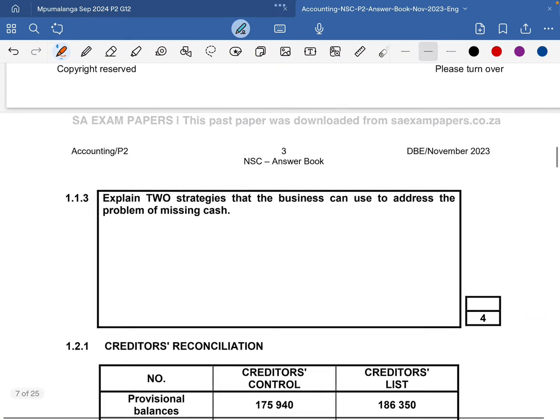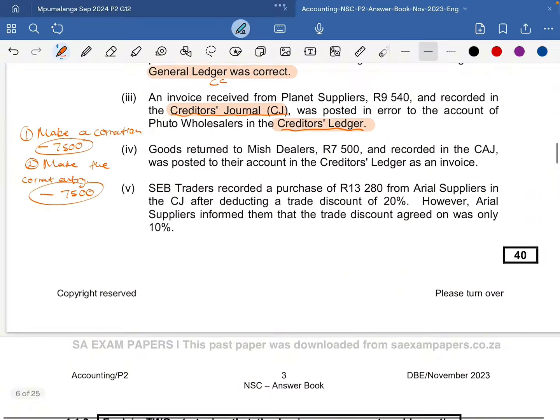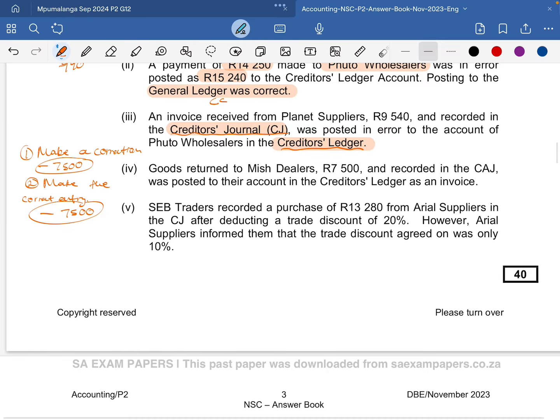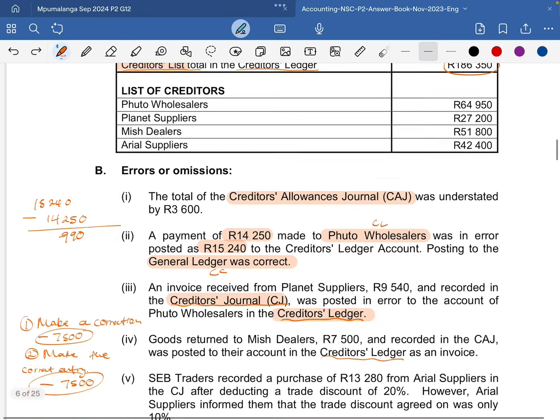Okay, so we're going to take away the negative 15,000 this side, and then on the other side we have no adjustment because the error was made on the creditors list. Okay, because they said the creditors ledger as an invoice. Remember that the creditors ledger goes hand in hand with the creditors list.